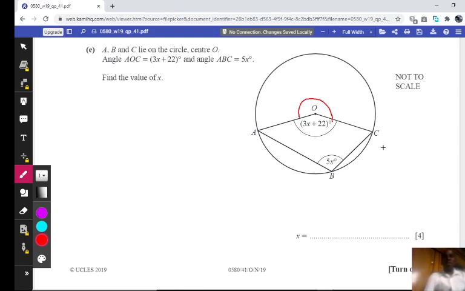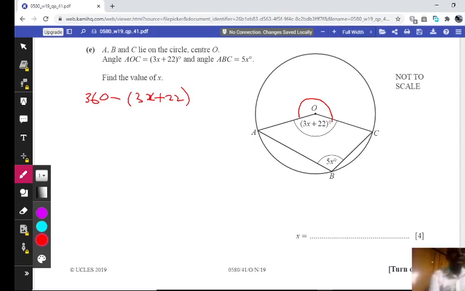Now the first thing is to find this angle in red. How? You use angles at a point. Angles at a point add up to 360 degrees. So to get that one, you say 360 minus 3x plus 22 degrees. That's the first step.